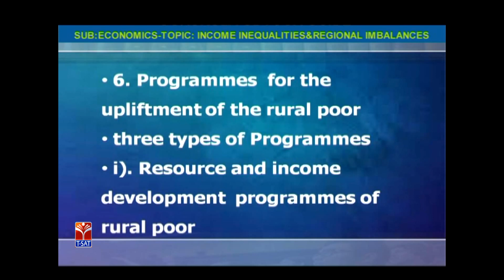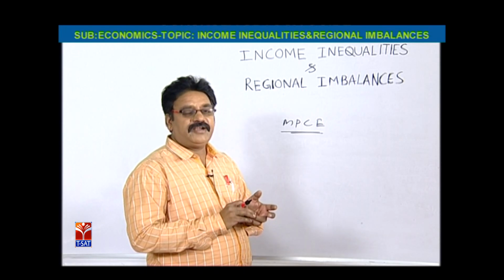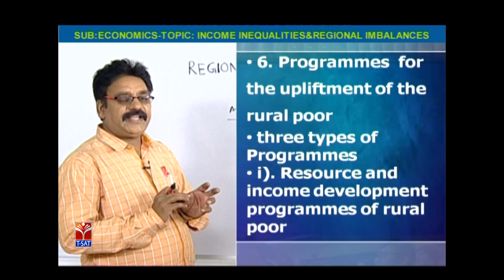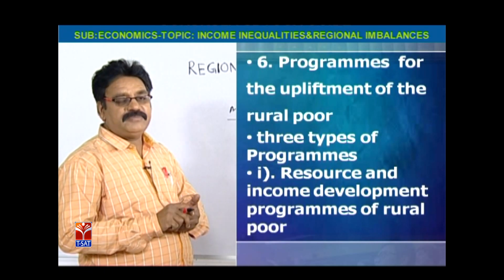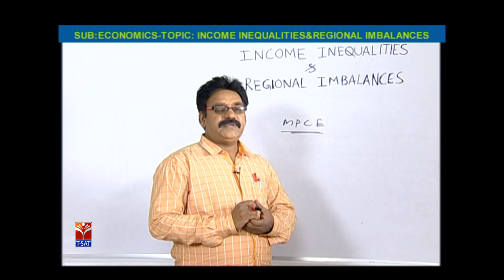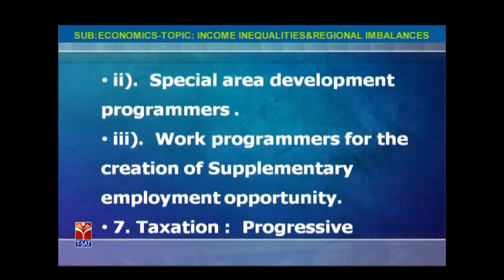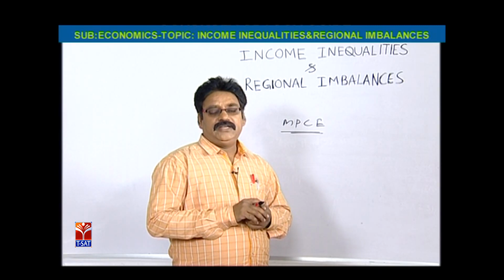Programs for the upliftment of the rural poor. Three types of programs are there. First program, resource and income development programs. By providing employment opportunities and self-employment opportunities, the government is concentrating on the development of income and resources. This program is called resource and income development programs of the rural poor. And the second one, special area development program. Area-wise development: if an area is backward, special programs will be conducted. Hill area development, drought prone area development, like this. Some special area development programs are also conducted by the government.